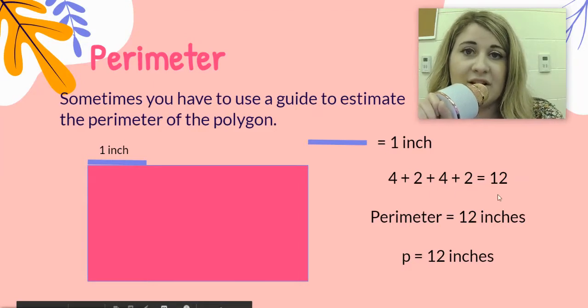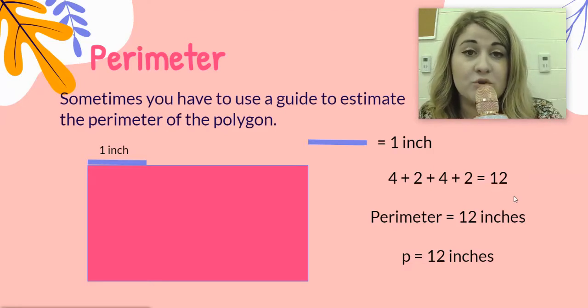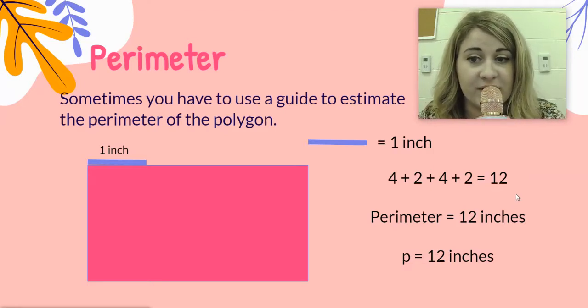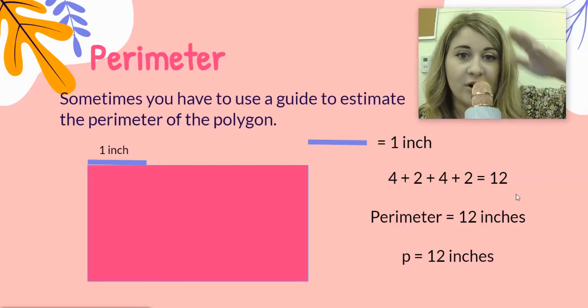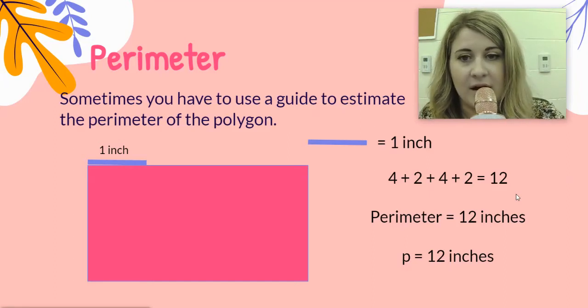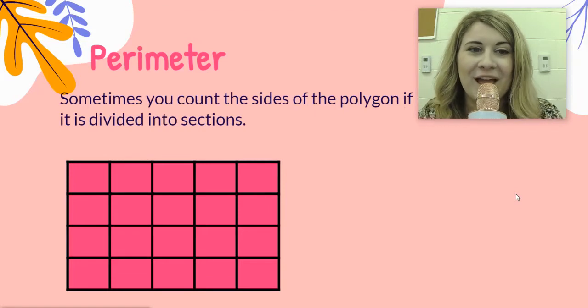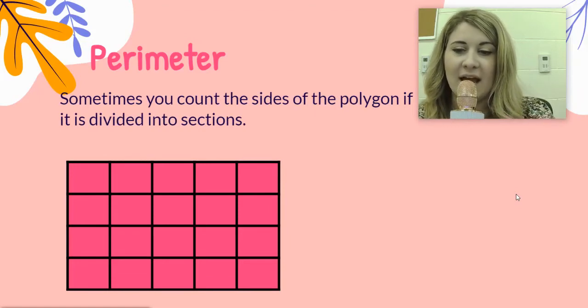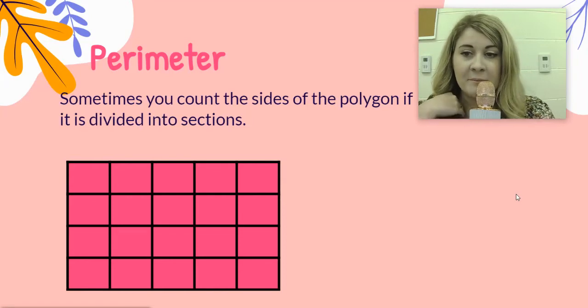When I add that together, I do get 12. 4 plus 2 is 6. 6 plus 4 is 10. 10 plus 2 is 12. That gives me 12 inches. The perimeter is 12 inches for this rectangle. That is just the length around the rectangle. Perimeter is the length around it. So P equals 12 inches here. That is our answer. Or one more way, you might see a polygon that's been divided into what we call square units, okay?